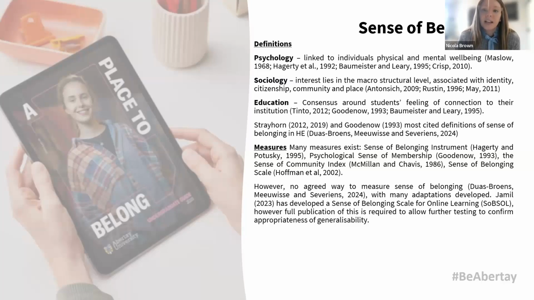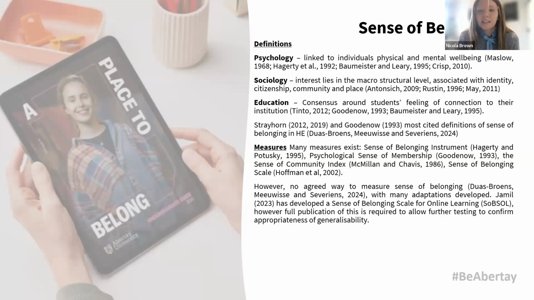There's three key ways or three key areas that sense of belonging is defined through. So psychology links this to physical and mental well-being, whereas sociology takes an interest in more the macrostructural level, so association with identity, citizenship, and community and place. However, in education, there's a consensus around a student's feeling of connection to their institution.